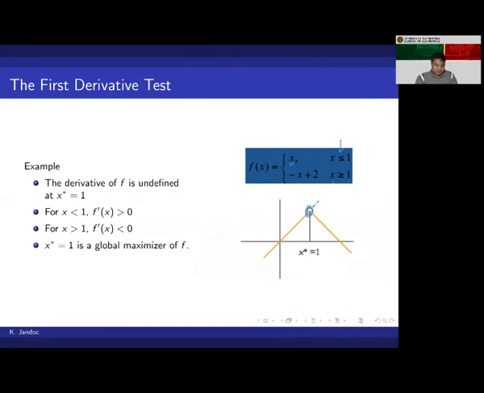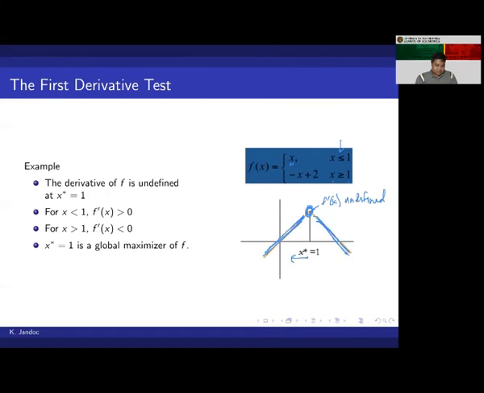So at that particular point, x star equals 1, this derivative f prime x is undefined. However, we can still use the first derivative test, because for values of x to the left of 1, we can see that the slope is increasing, and for values bigger than 1, the slope is decreasing.